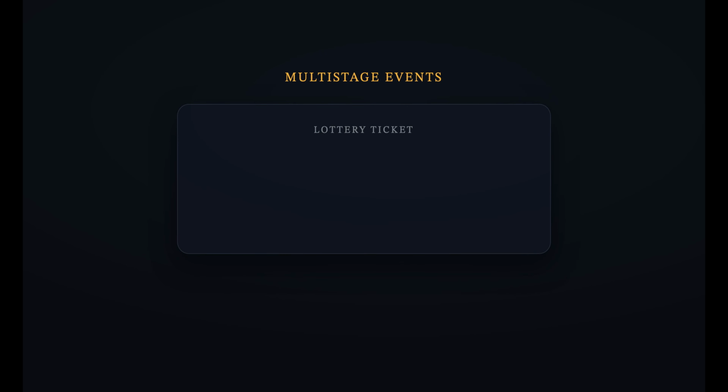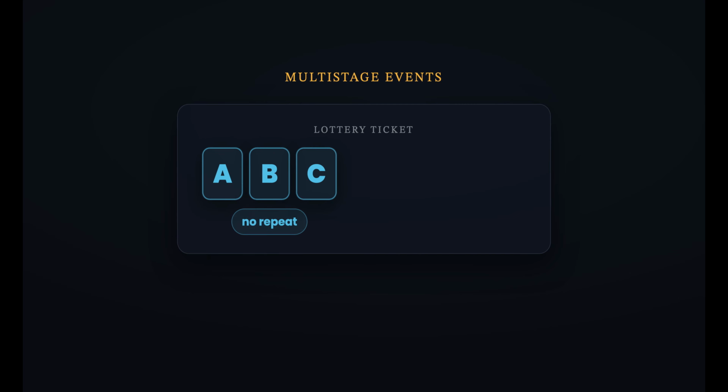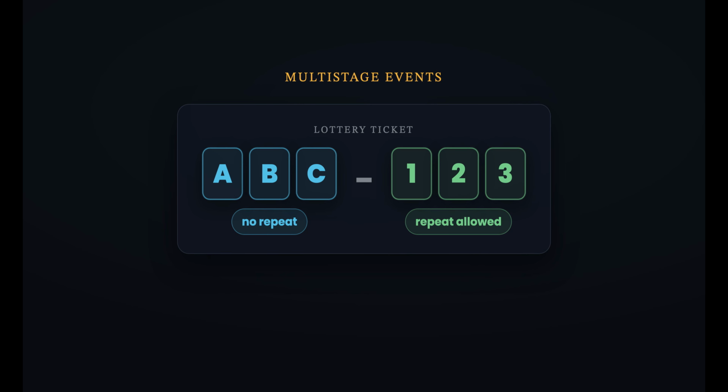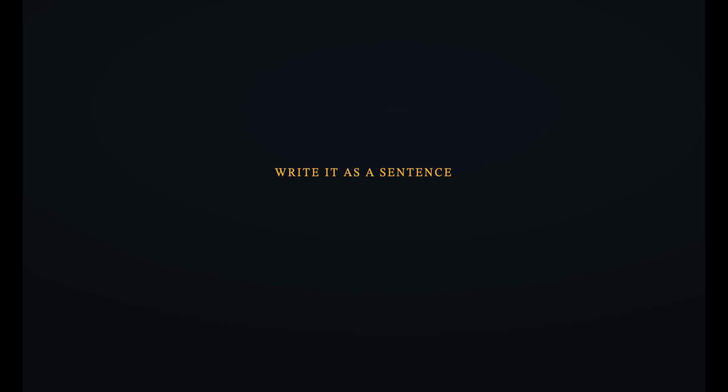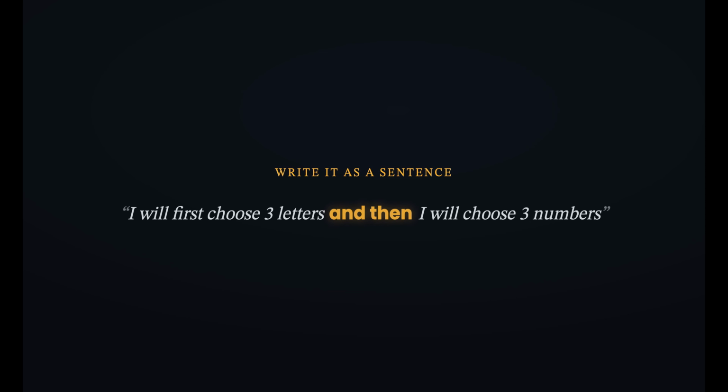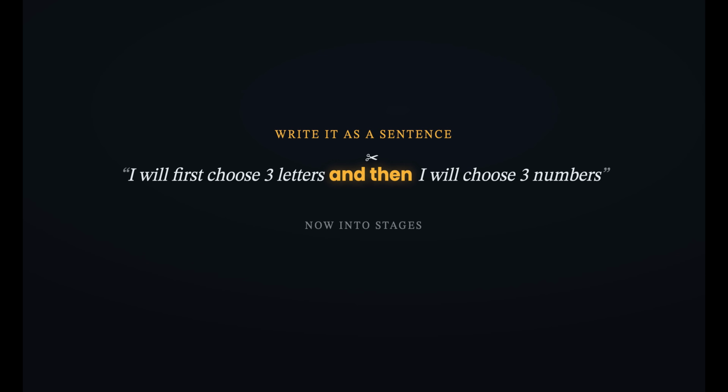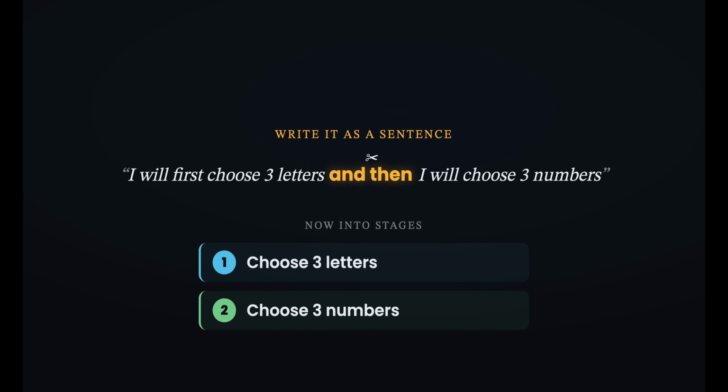A lottery ticket code has 3 letters where no letter can appear more than once, and 3 digits where a digit can appear more than once. How many distinct tickets can be sold? This one's a bit much at first, so let's break it into a sentence. I will first choose 3 letters, and then I will choose 3 numbers. Now into stages. 1. Choose 3 letters. 2. Choose 3 numbers.